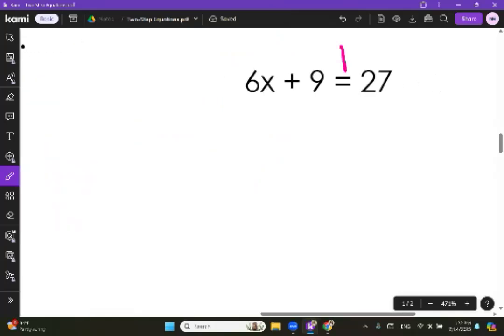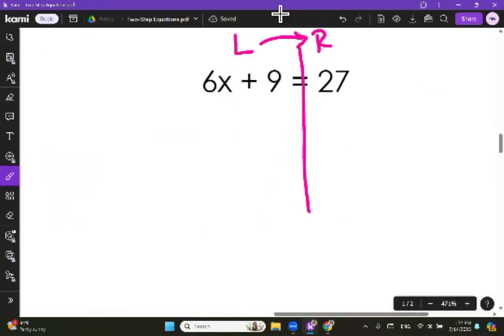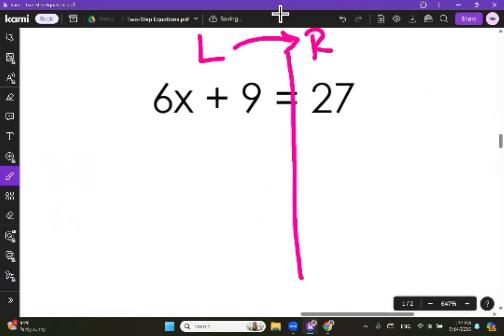Number 6. Draw your line. Separate your sides. X is on the left. Numbers move to the right. Between 6 and 9, 9 does not have the variable. Plus 9 changes to minus.